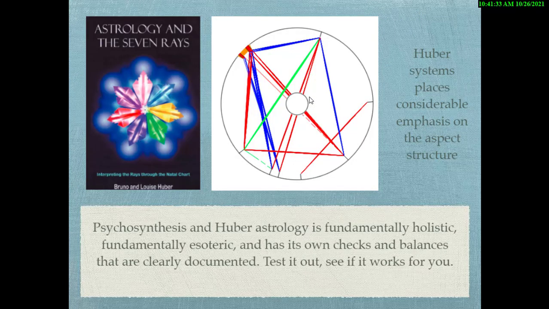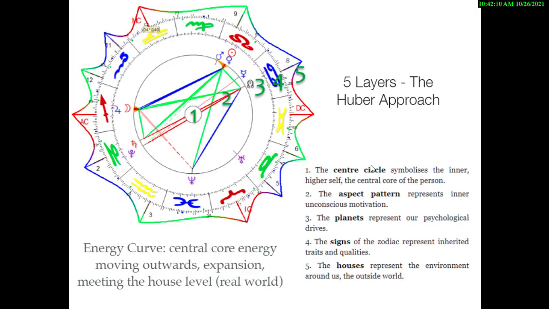The Hubers' approach is really an esoteric approach to astrology, meaning there's always something going on behind the scenes. We place a considerable amount of emphasis on this aspect structure that I'll show you in the next slides. And psychosynthesis in Huber astrology is absolutely fundamentally holistic. It's fundamentally esoteric and it has its own checks and balances, clearly documented. Every book is well specified in terms of how it works, so you can try it out for yourself and see if it can offer any value to you.